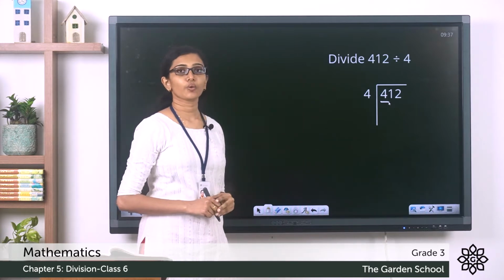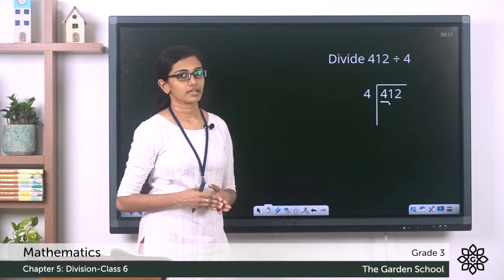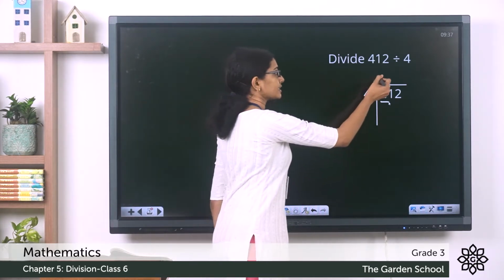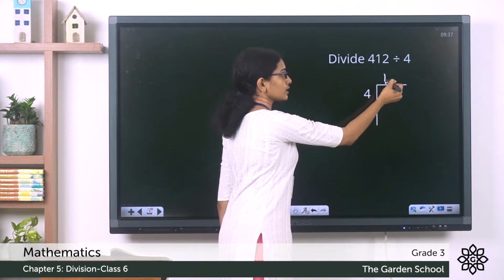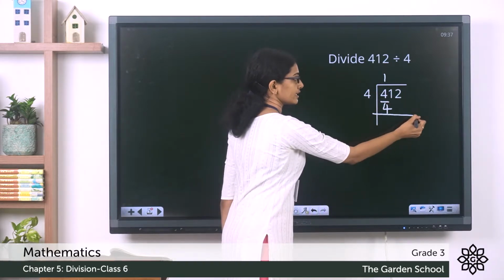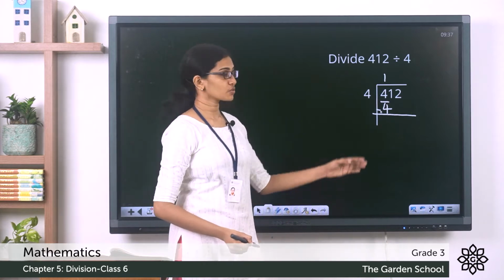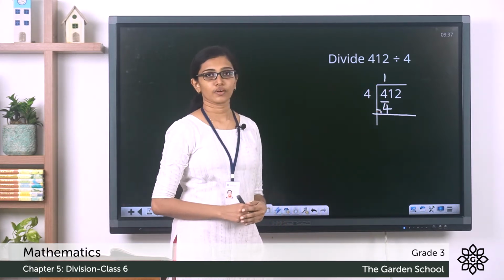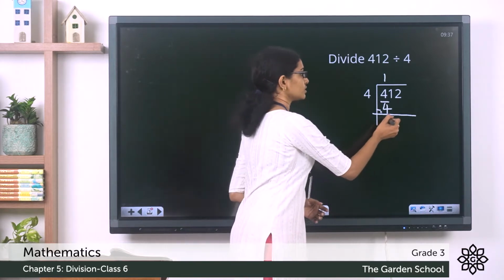4 divided by 4 is equal to 1, right? Because 4 ones are 4. So let's write that 1 over here. Now 4 into 1 or 1 into 4 is equal to 4, that we write here. Then the next step is to subtract the numbers. So let's subtract 4 minus 4 and that is equal to 0.